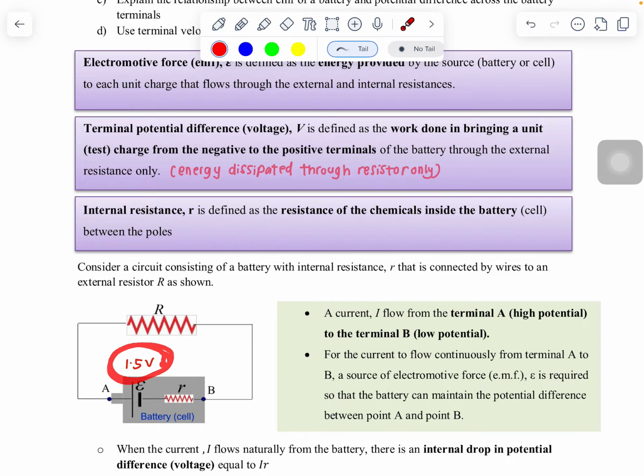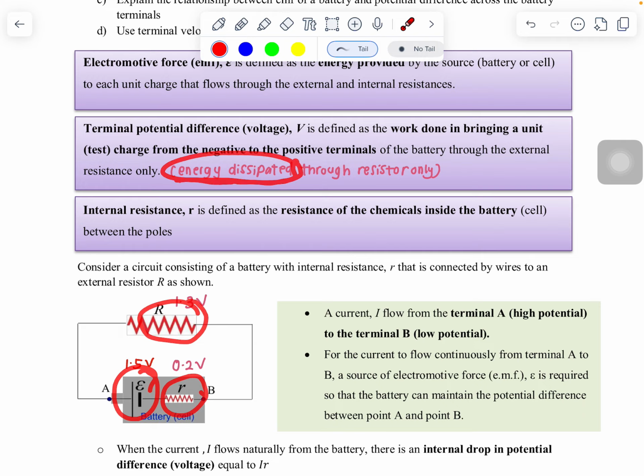So because the battery supplies 1.5 volt and it meets the internal resistor first, it has to give a little to the internal resistor. For example, since it is a small value, maybe it needs 0.2 volt. So the battery supplies 1.5, gives a little to the internal resistor inside the battery, and the rest is then given to what is outside the battery. So 1.5 minus 0.2, so the outside of the battery will get 1.3 volt. So that is the idea. The battery supplies energy, the resistor uses energy. Energy dissipated can only happen through the resistor, because the main function of a resistor, again, is to limit the flow of current. Every time it limits the flow of current, energy will be used.